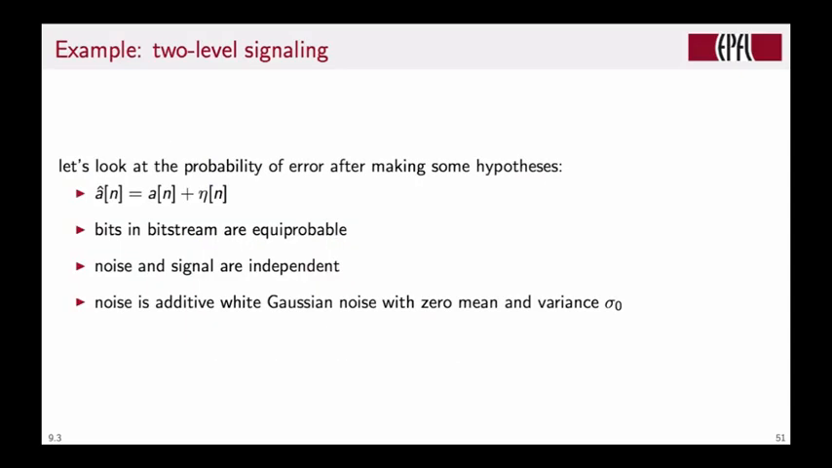So if we want to analyze in more detail what the probability of error is, we have to make some hypotheses on the signals involved in this toy experiment. Assume that each received symbol can be modeled as the original symbol plus a noise sample. Assume also that the bits in the bit stream are equiprobable, so 0 and 1 appear with probability 50% each. Assume that the noise and the signal are independent, and assume that the noise is additive white Gaussian noise with zero mean and known variance sigma_0.